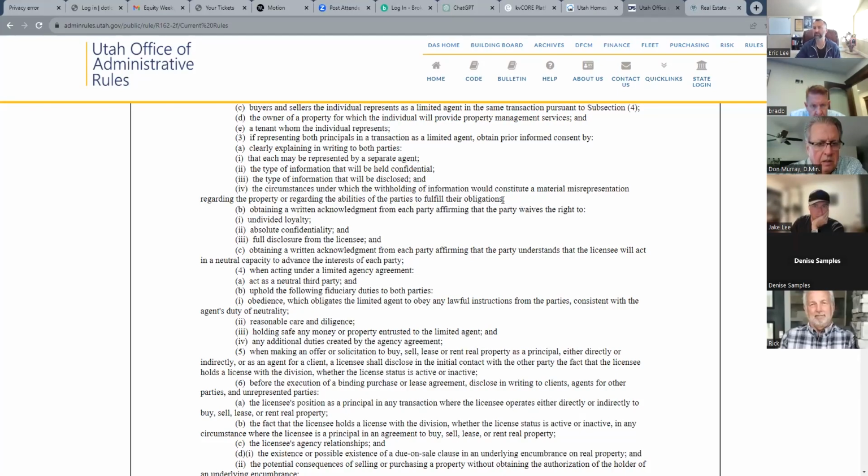What does this mean? What are circumstances? So again, if we're representing both principals in a transaction as a limited agent, obtain prior informed consent by clearly explaining in writing to both parties the circumstances under which the withholding of information would constitute a material misrepresentation regarding the property or regarding the abilities of the parties to fulfill their obligations. What does that mean?